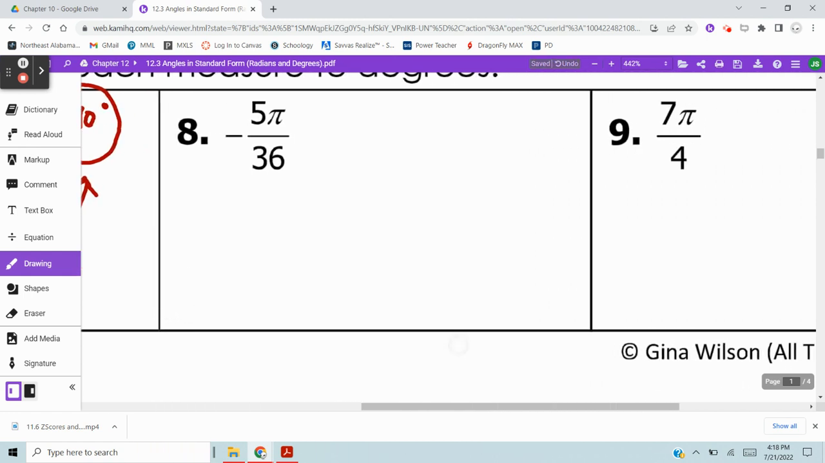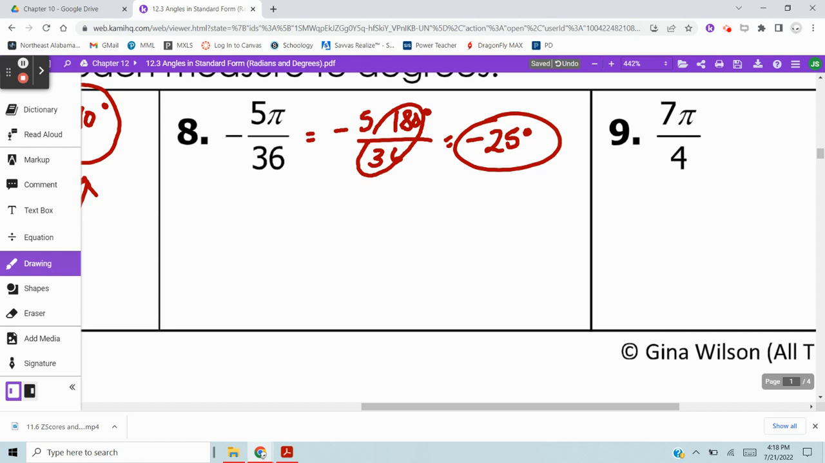So let's try that method here. This would be negative 5 times 180 degrees now over 36. Once you type that in, you can reduce it first if you want to. 180 divided by 36 is 5, so this would be negative 25 degrees.